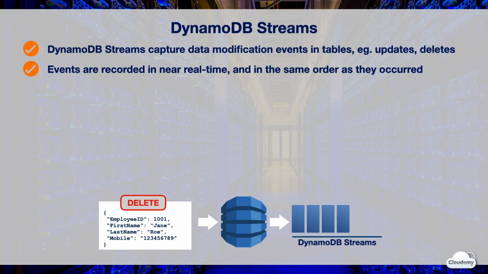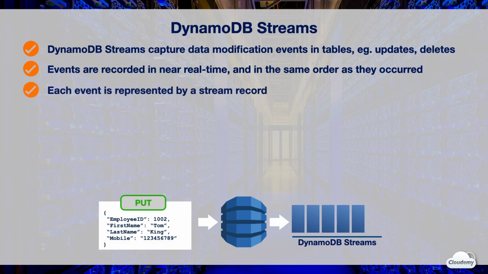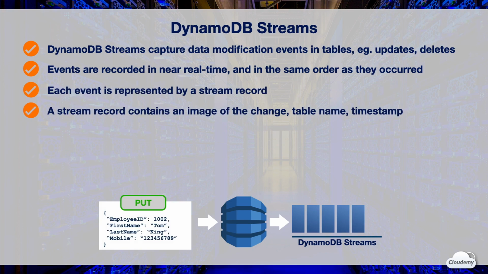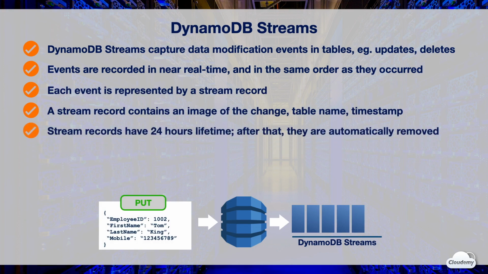Each event captured in the stream is represented by a stream record. A stream record contains an image of the change, table name, event timestamp, and other metadata. Stream records have a lifetime of 24 hours. After 24 hours, they are automatically removed from the stream.